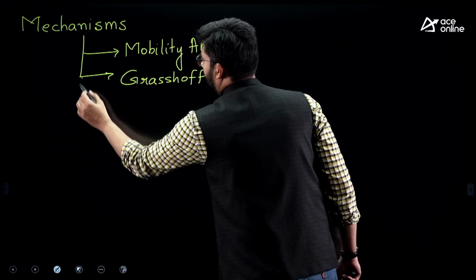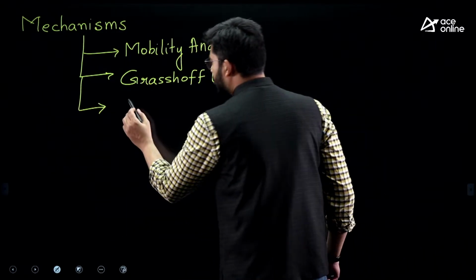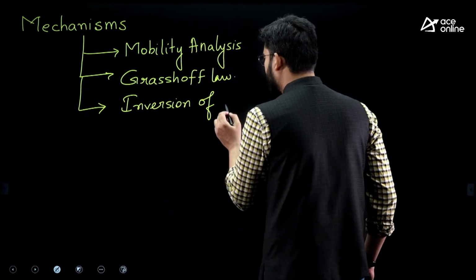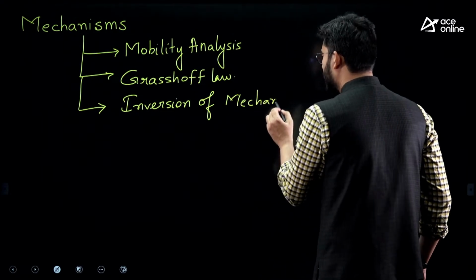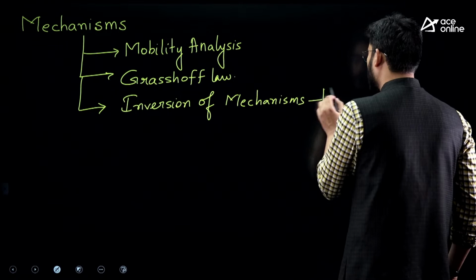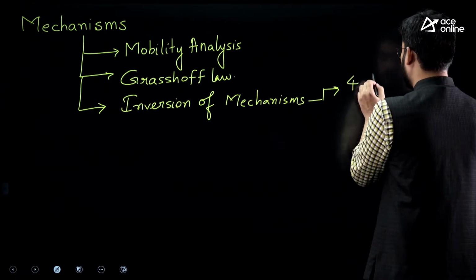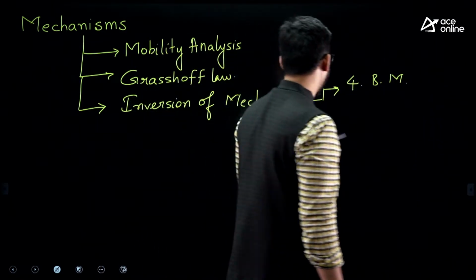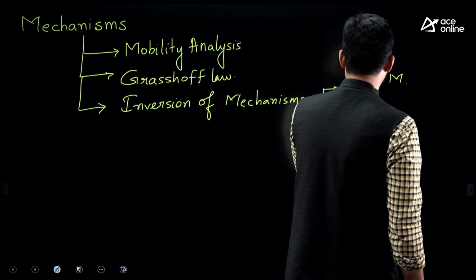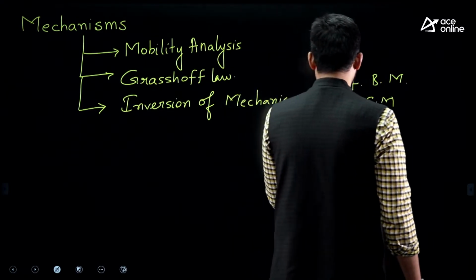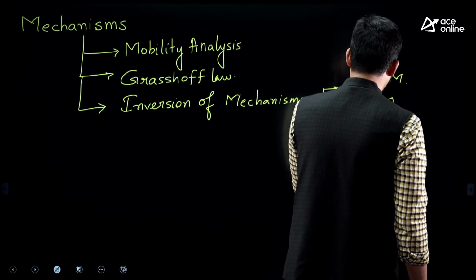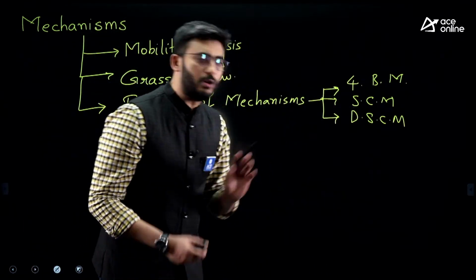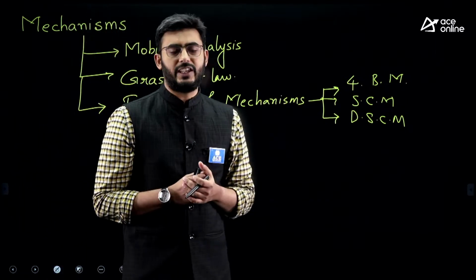After Grashof's law, another most important one is the inversions of mechanism. In this inversion, guys, we have the 4-bar mechanism, which I am abbreviating as FBM. Next is the slider crank mechanism. And next is the double slider crank mechanism. So you can expect an objective type question from these three mechanisms only, based on the inversions.